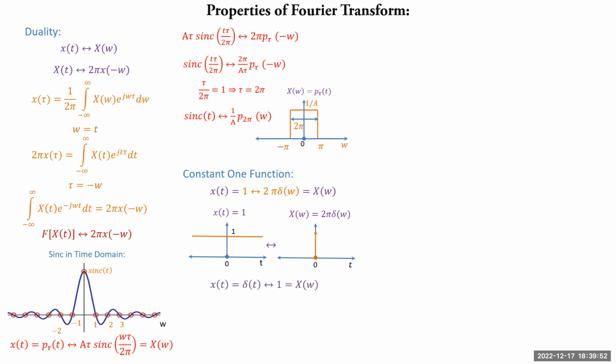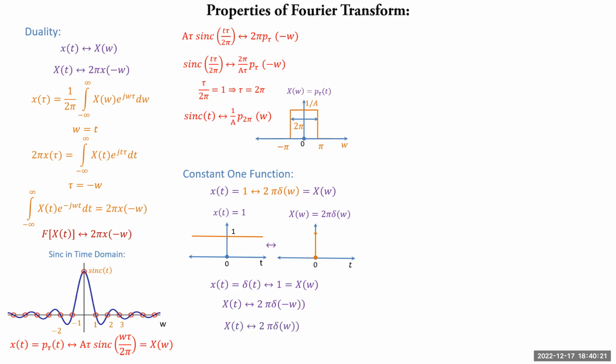Now we can prove this using the duality property. So here x of t equal to delta t is transformable to 1, which we already know, and hence by applying the duality property, capital X of t is equal to 2 pi delta of minus omega. However, the impulse function is always symmetric about the y-axis, and hence delta of minus omega will become delta of omega.